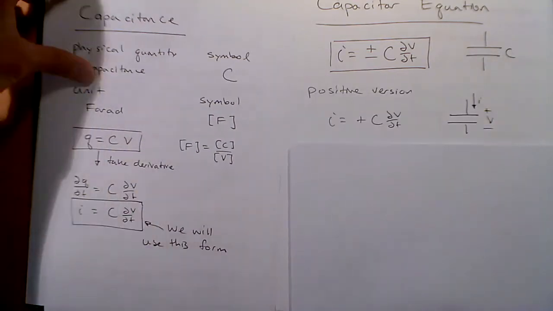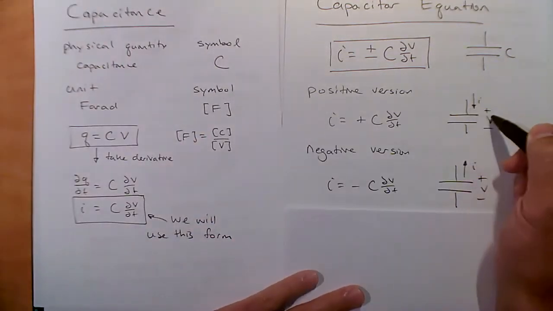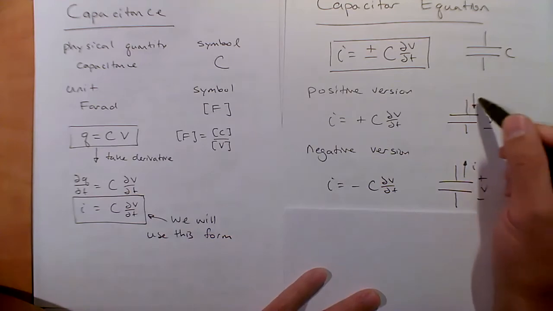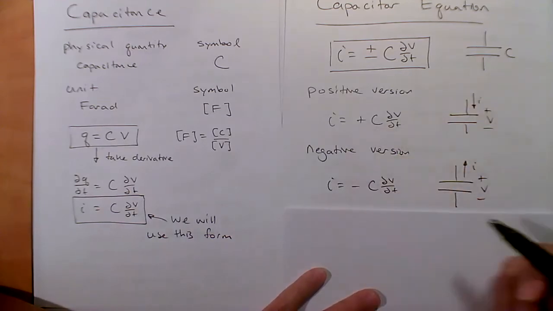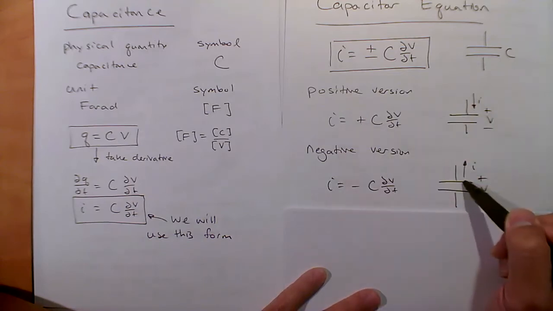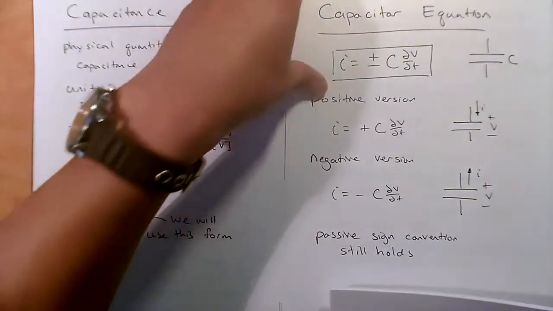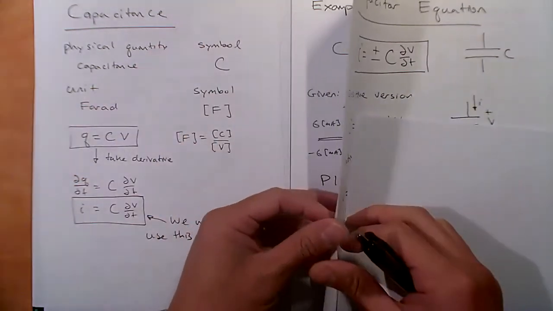So how do you tell the positive and negative versions? Same thing as Ohm's law and power. You just look at the arrow and the voltage polarity, right? You must have both to determine the sign. Okay, so this is going into the positive terminal, before it enters the element, positive. This is leaving the positive terminal, negative, okay? So that passive sign convention still holds.